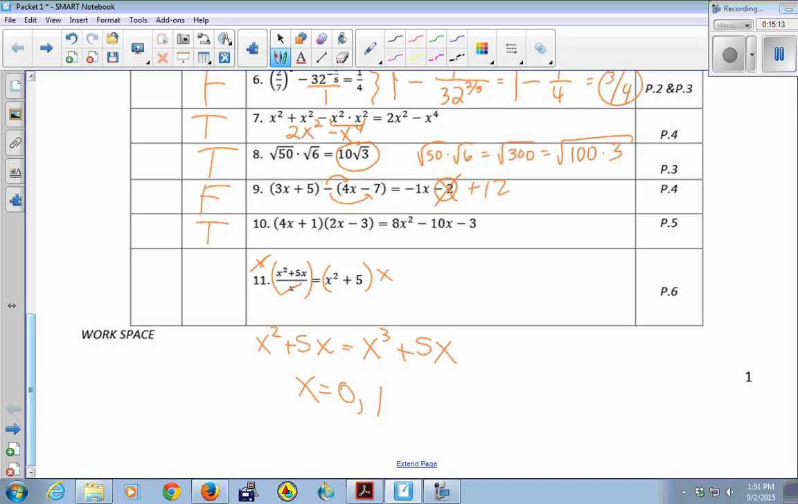But in general, if I say, is this equation true? If it's not always true, you write false. Yeah. Something has to be always true to say true.